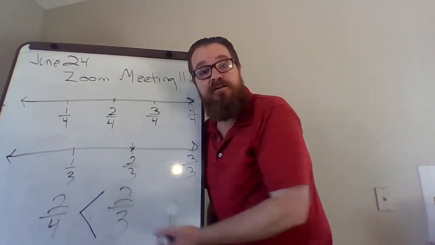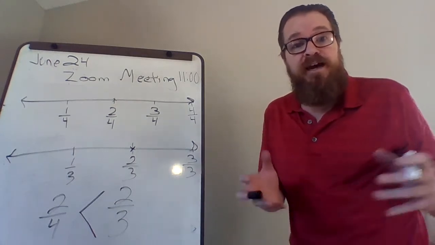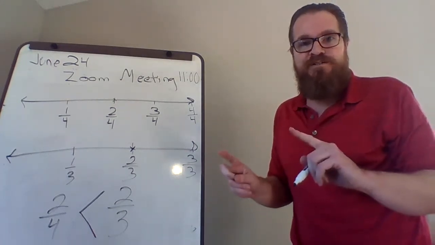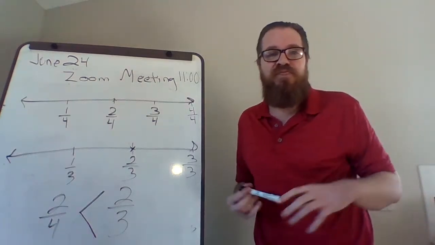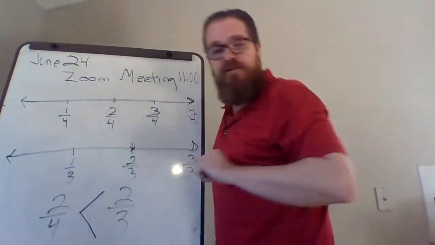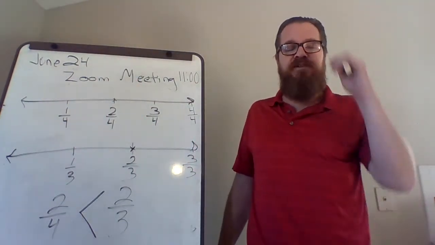Sometimes when you see bigger numbers, you assume it has to be a bigger quantity, right? But that's not exactly how it works. So fourths and thirds are different. Fourths are actually smaller than thirds. Why do you think that would happen?